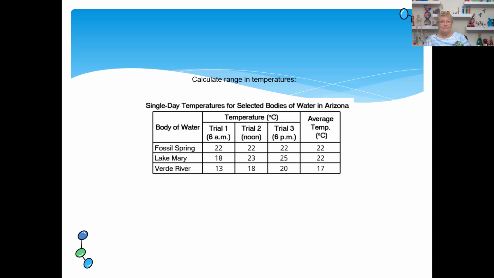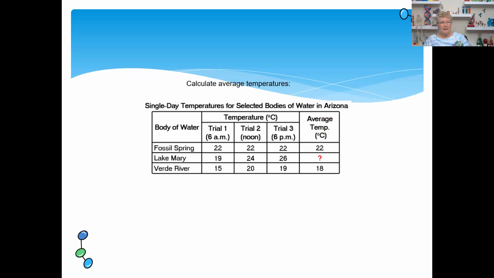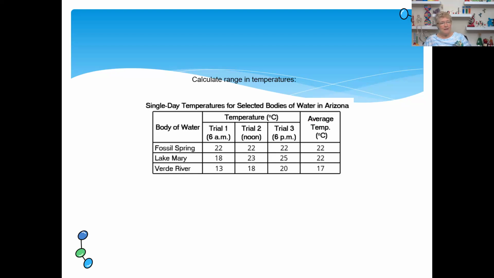All right, now take a look at this one. Another heads up. So this data table has the same values on it, but it's not the same data. It's not the same data. This is not asking for average temperature. This is asking for the range in temperatures. What is the range in temperatures? So the range in temperature differences for Fossil Spring is going to be 0. There's no difference, no range.